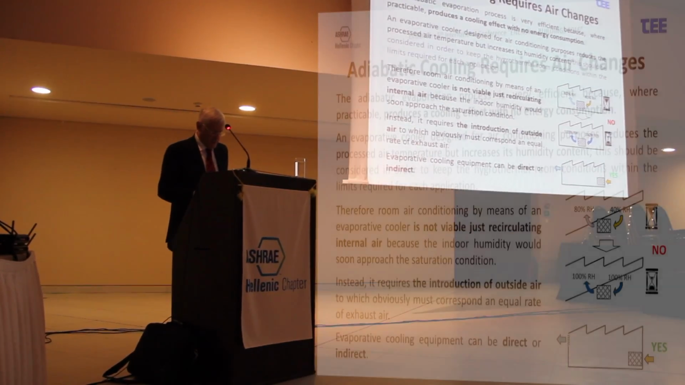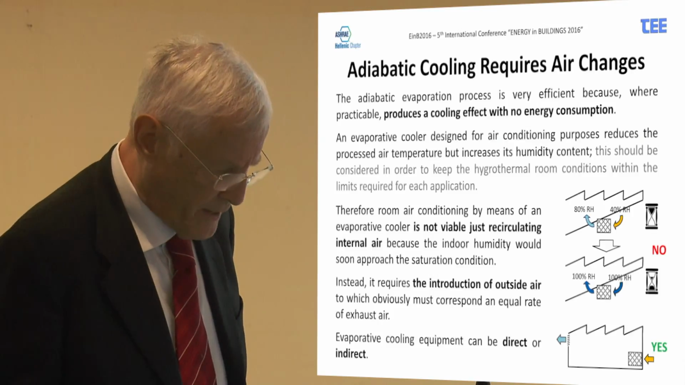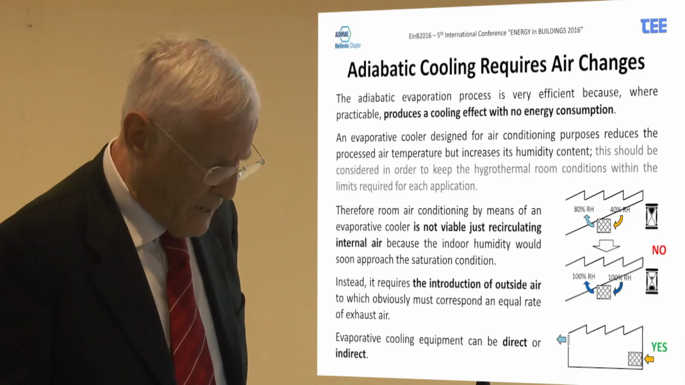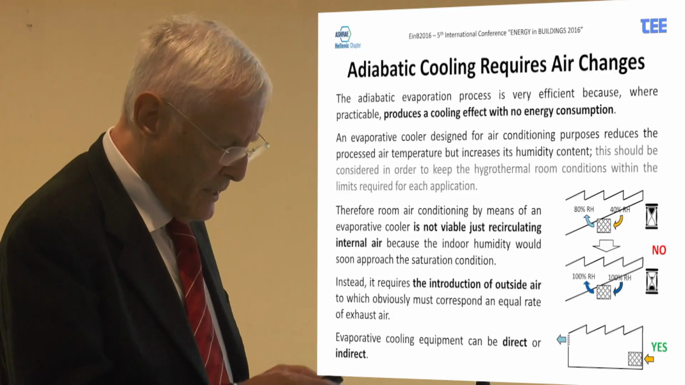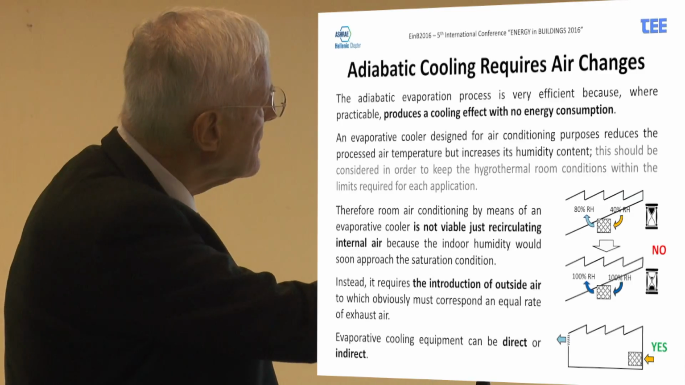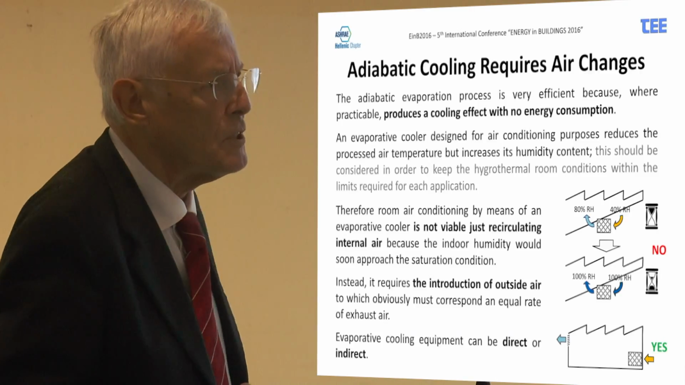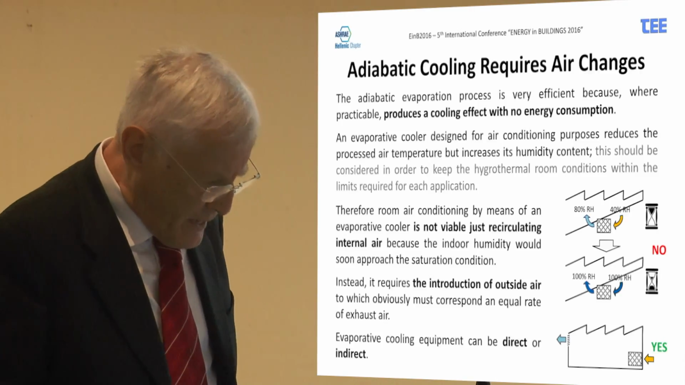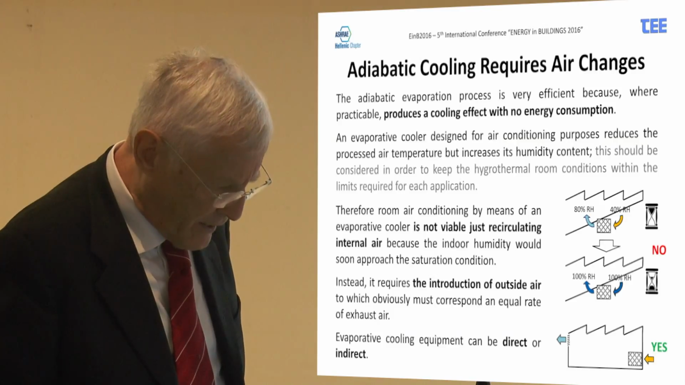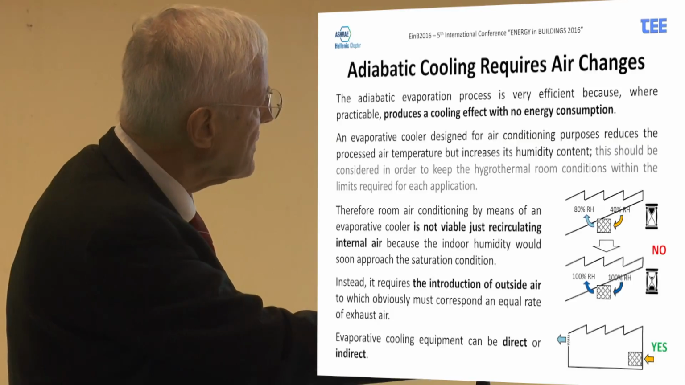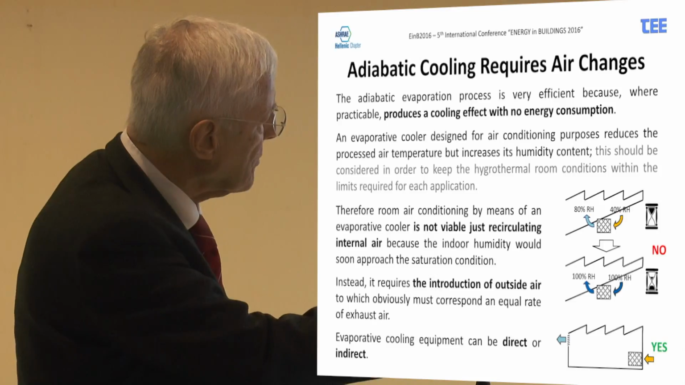An evaporative cooler designed for air conditioning purposes reduces the processed air temperature but increases the humidity of the air. Therefore, room air conditioning by means of an evaporative cooler is not viable if just recirculating the air in the same ambient, because very soon the air would become saturated and therefore the process would stop. On the contrary, it requires the introduction of outside air, to which obviously must correspond an equal rate of exhaust air. So the air enters from here and goes out from there. And of course it passes through the evaporative cooler.